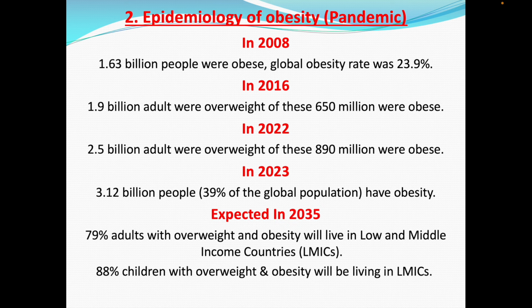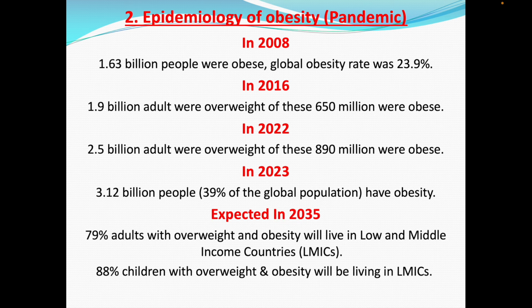In 2016, 1.9 billion adults were overweight, and of these, 650 million were obese. In 2022, 2.5 billion adults were overweight. Of these, 890 million were obese. After 1 year, 3.12 billion people are obese, which is 39% of the world population.